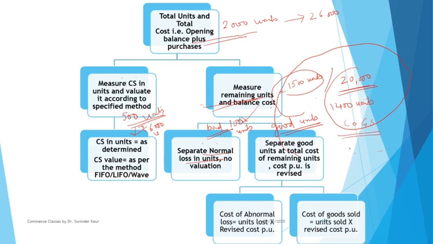But if out of this some units are lost, then cost per unit will be calculated, and out of this the units which are lost due to abnormal reasons, their cost will be separated out, and the cost of the units issued will be calculated separately. So if out of say these 1400 units, say 400 units are lost in theft, then what will be the cost of abnormal loss?